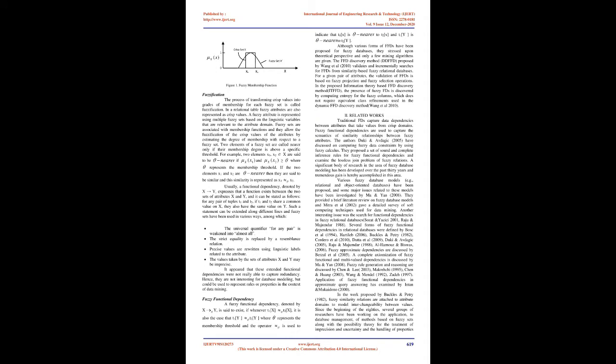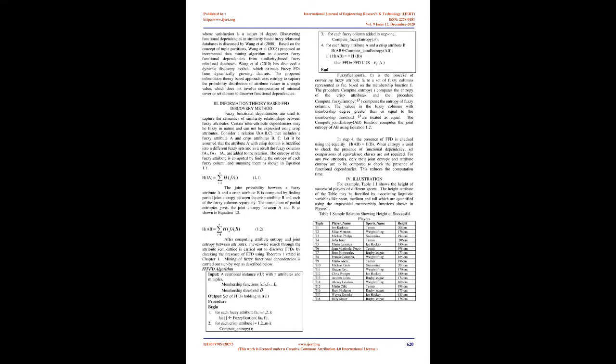Such a statement can be extended along different lines, and fuzzy sets have been used in various ways, among which the universal quantifier "for any pair" is weakened into "almost all." The strict equality is replaced by a resemblance relation. Precise values are rewritten using linguistic labels related to the attribute. The values taken by the sets of attributes X and Y may be imprecise.